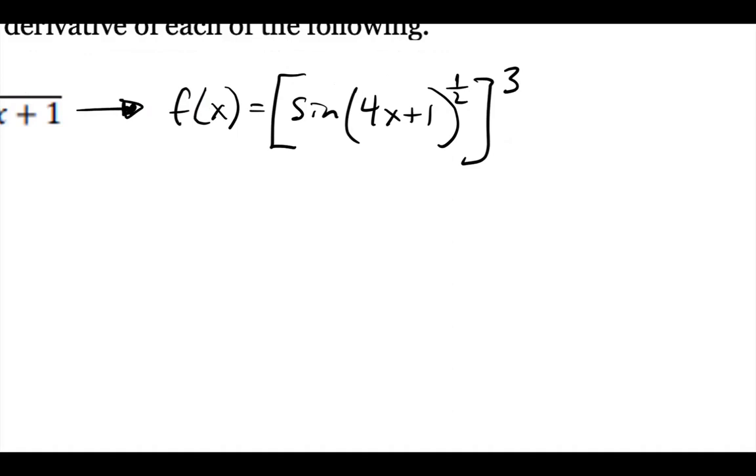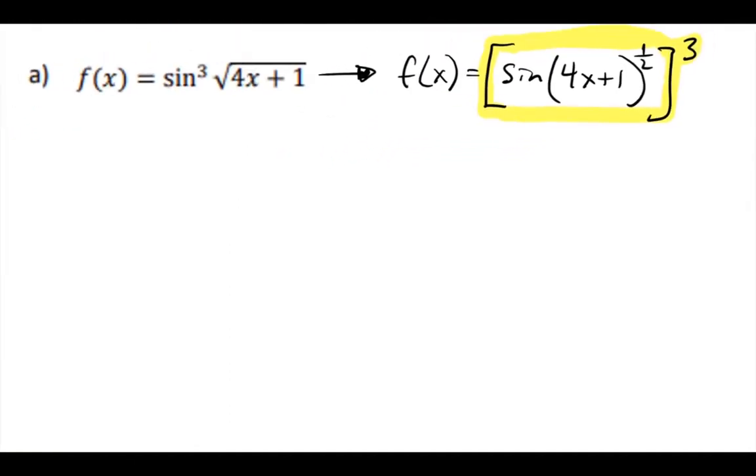Then we said the outside layer was this part here. Something to the 3rd power, right? We said the outside layer was something to the 3rd power. I don't care what that something on the inside is. I'll deal with that later. But right now, I just got to do something to the 3rd power.